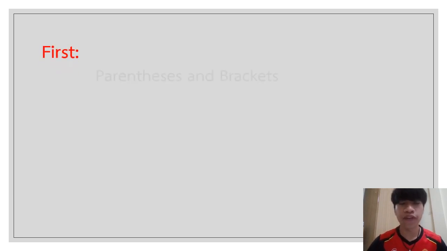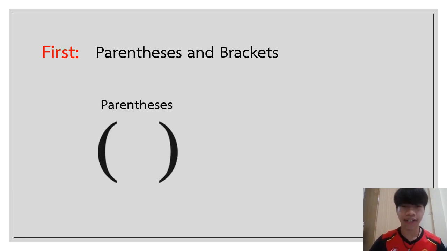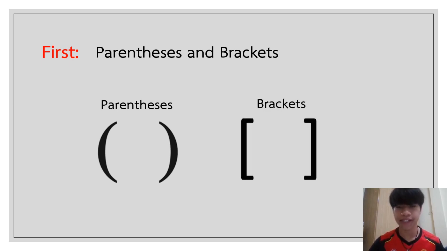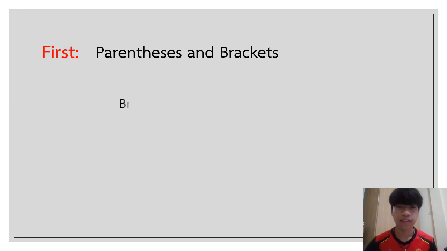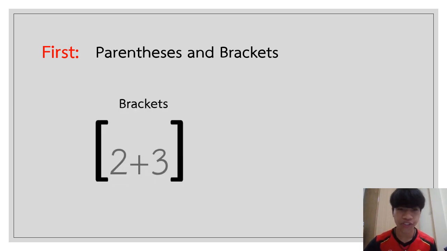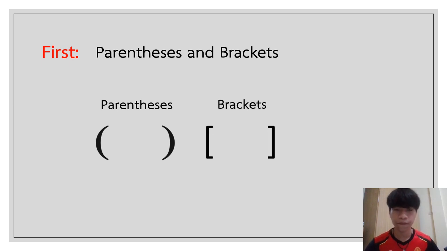Okay, let's start from the first, the parentheses and brackets. The symbol of the parenthesis is like this, and the symbol of the bracket is like this. When we put numbers and operators in between them, it forms a group. And brackets work exactly the same way as parentheses. So the parentheses and brackets are used to group things together.